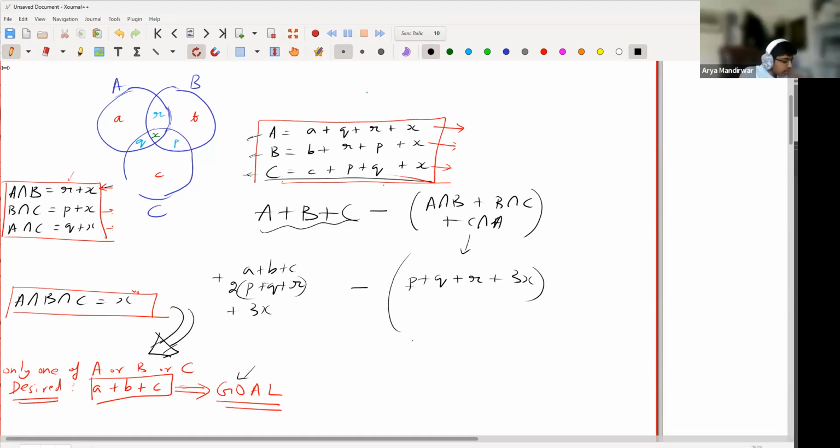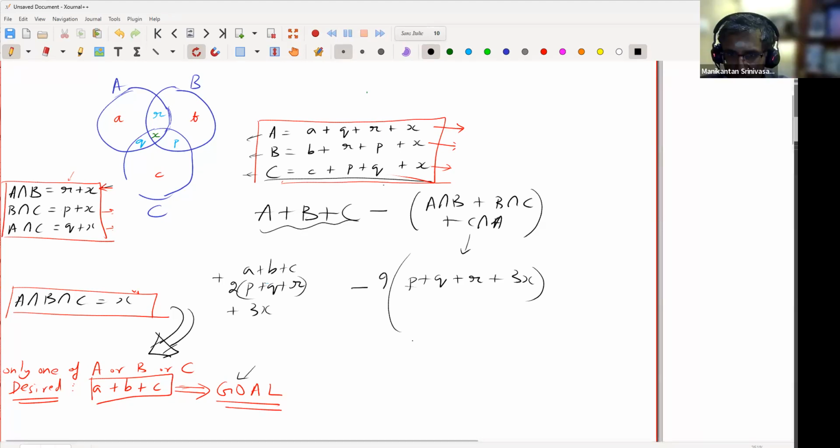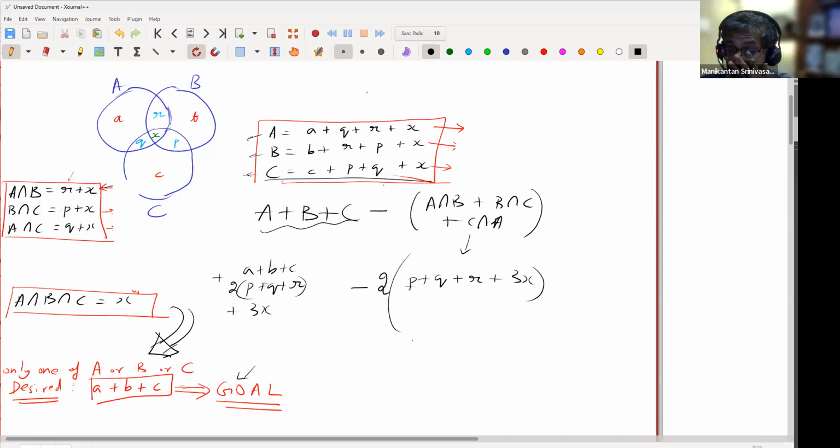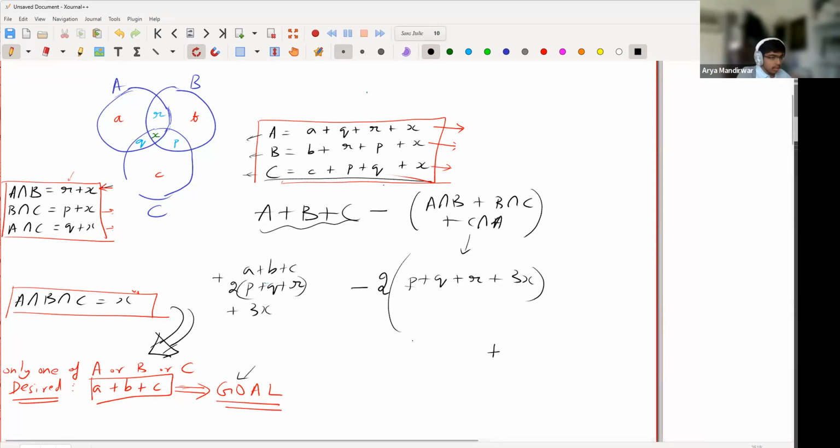So I got A plus B plus C, and then minus 2 times A intersection B, B intersection C, A intersection C. Okay, so you're putting 2 times here. Yes, then continue, please. So now you get minus 3, A plus B plus C, small a plus b plus c, minus 3x, and then you do 3 times A intersection B intersection C.